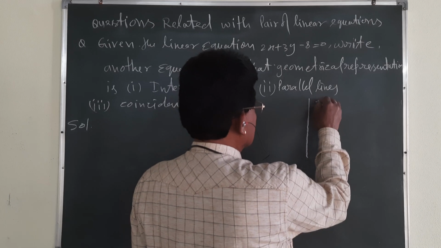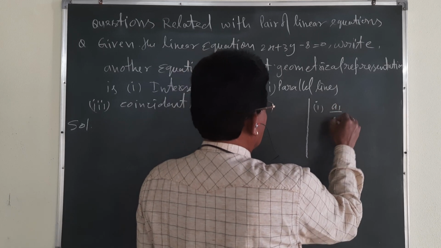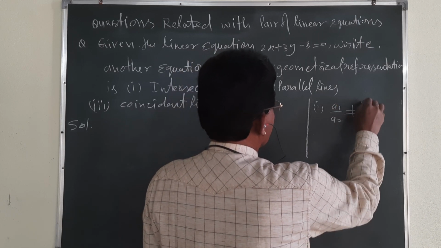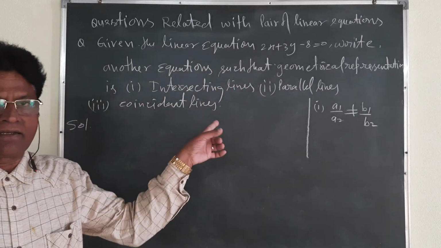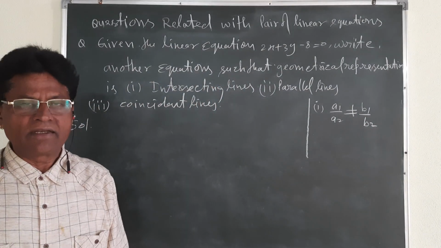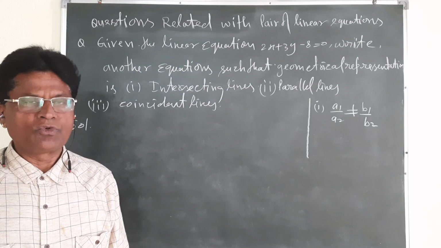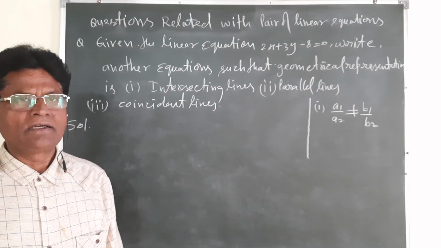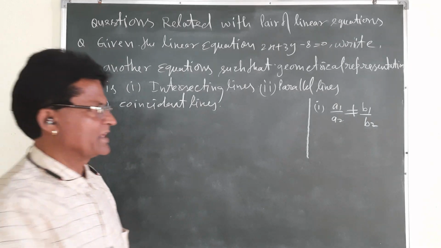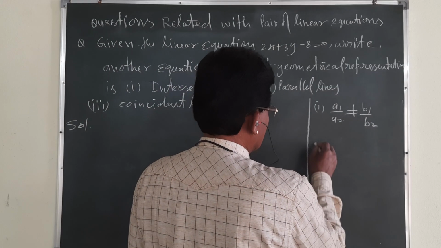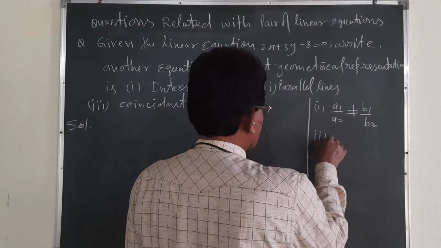Similarly, I am going to write. First one is a1 upon a2 does not equal b1 upon b2. If this condition holds, then what will happen? The system of equations has a unique solution, means one solution, and the lines will intersect each other when you draw the graph. Okay, next case. What was the next case?